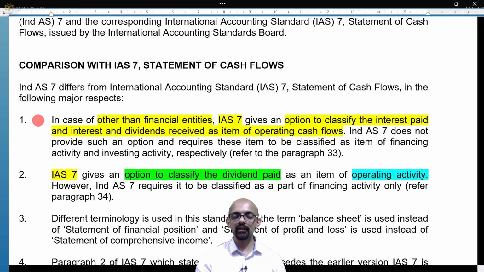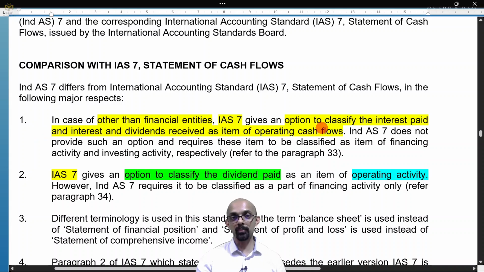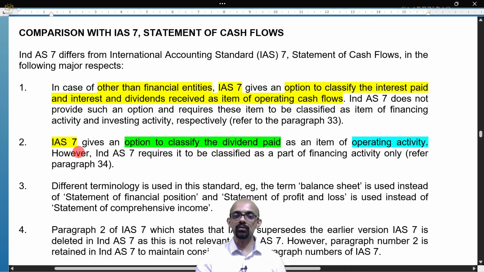IAS 7 gives the option to classify interest paid, interest and dividend received as operating. That option is not available here. IAS 7 also gives the option to classify dividend paid as operating. That is here classified as financing only.